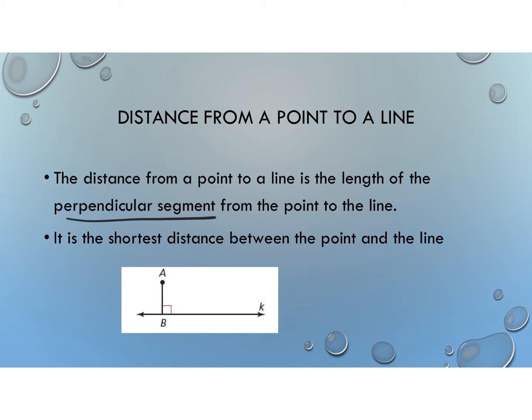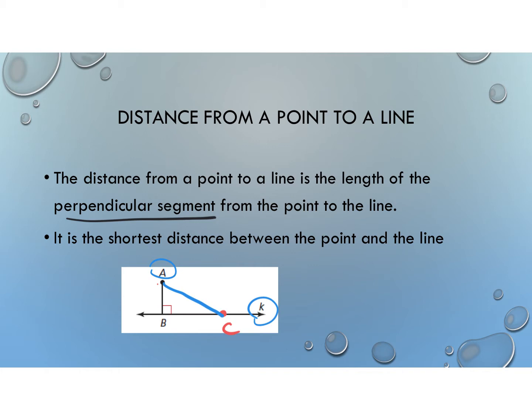So for example, in the diagram here, to get from point A up here down to line K, the distance they're going to want us to calculate is how long this segment AB is. Technically, I could put another point here and call it C, and I could draw another segment here from A to C, but this would not be the shortest distance. So when they're asking you to find the distance from a point to a line, you're always going to calculate the distance for the perpendicular segment.